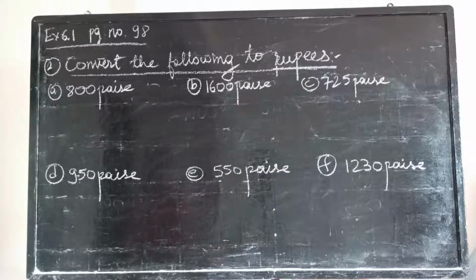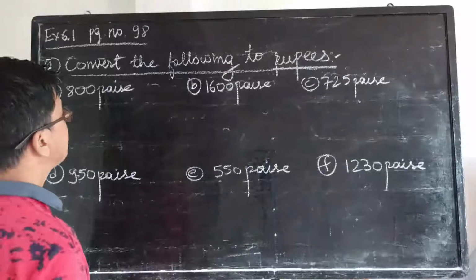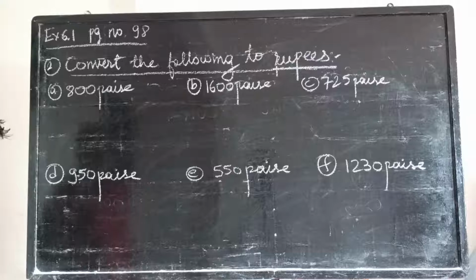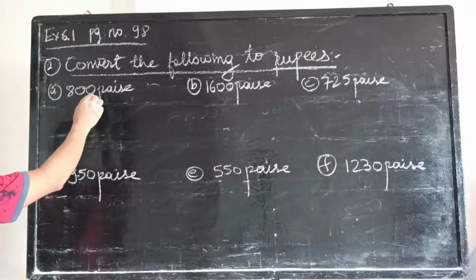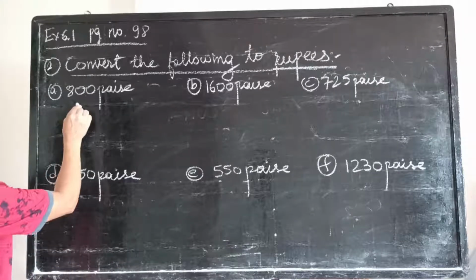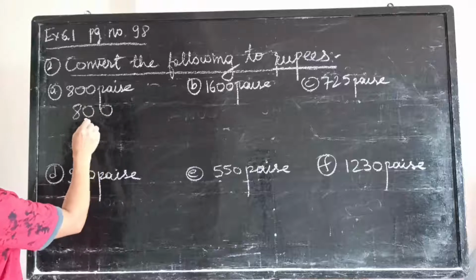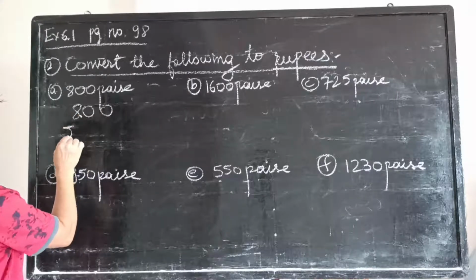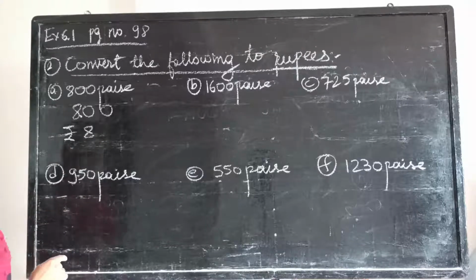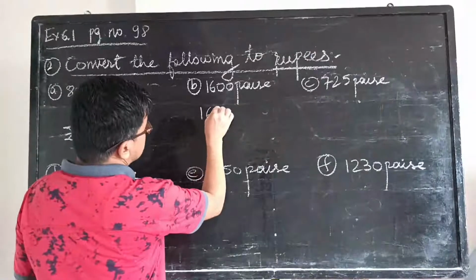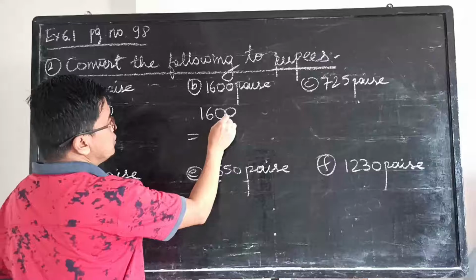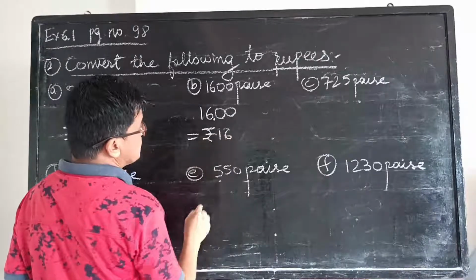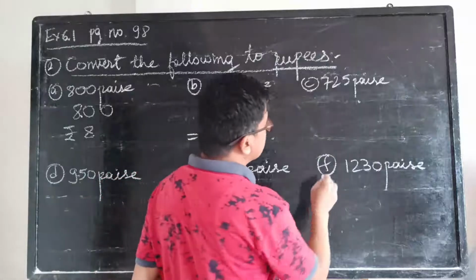Now question 2. Convert the following to rupees. When you convert paise to rupees, you leave 2 digits from the right and put a dot. Now look here. 800. Now put the dot leaving 2 digits from the right. This is equal to rupees 8. Now B, 1600 paise. Now 2 digits from the right, put a dot here. Then rupees 16.